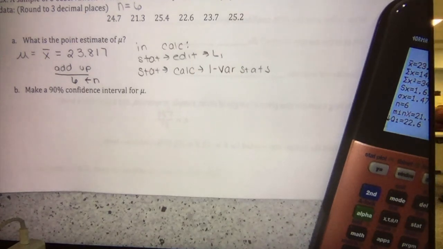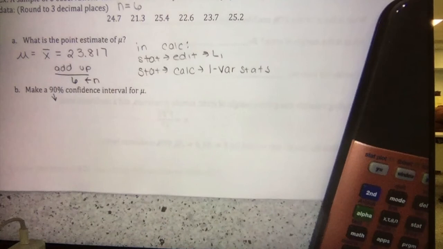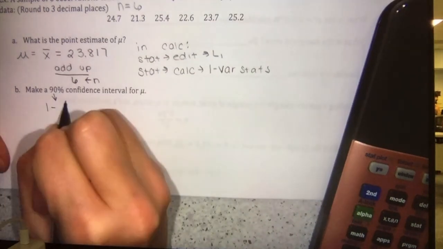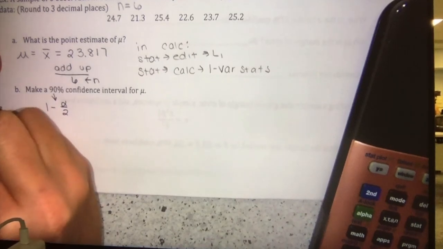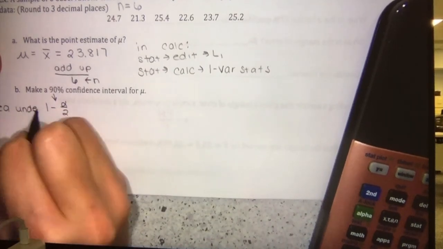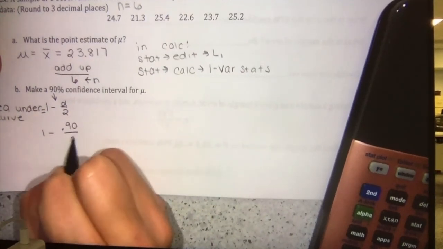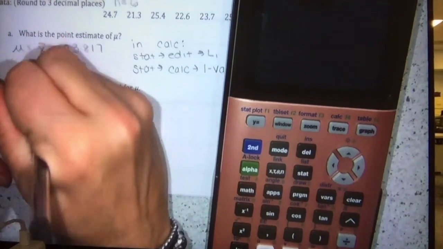All right, so let's make the 90% confidence interval. So we need to find the area under the curve. So to do that, our area under the curve, remember it's 1 minus our sigma over 2. So let me write over here, area under curve. So we have 1 minus 0.90 over 2, which we can plug into our calculator. I'm sorry, this is 0.5 minus.